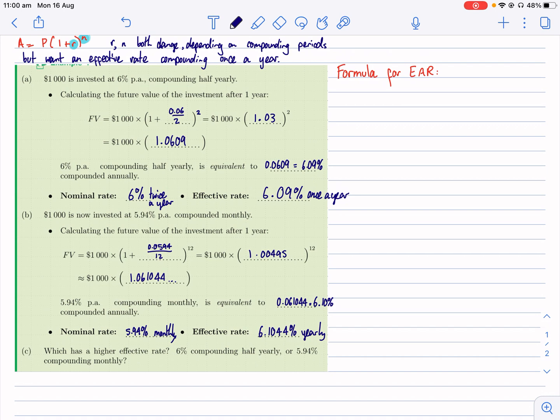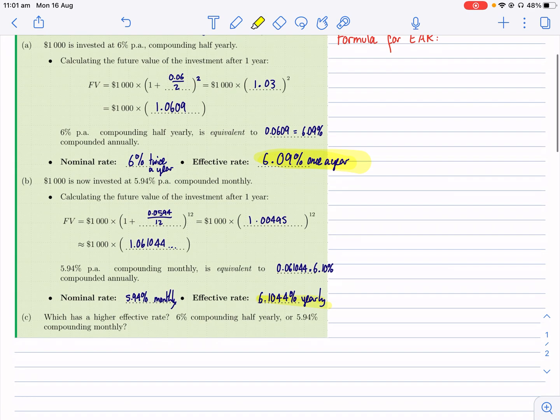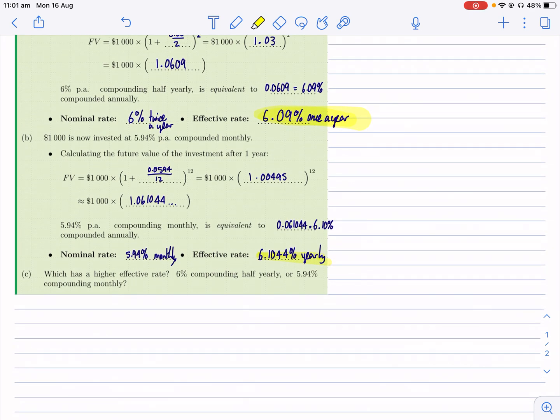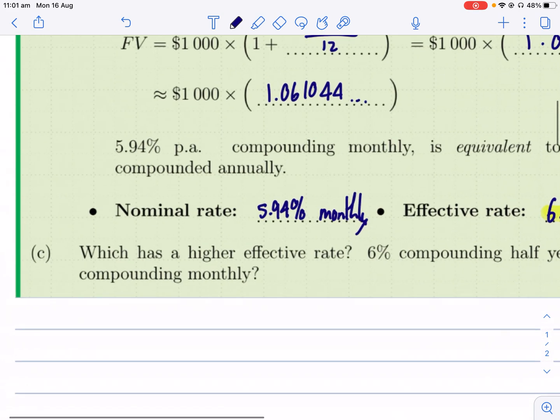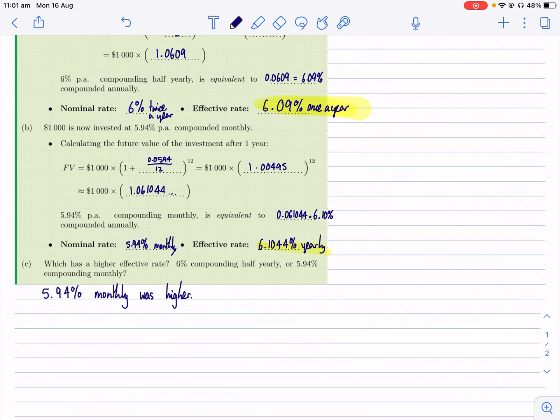But the effective interest rate is just providing them with one number that they compare. So instead of having to go back and run the numbers and figure it out individually, we can just compare these two answers. So the higher effective interest rate was the 5.94% compounded monthly because it came out as about 6.10% for a year, as opposed to 6.09% for the year. So the 5.94% monthly was higher, which is good if you're a bank, not great if you're a homeowner.